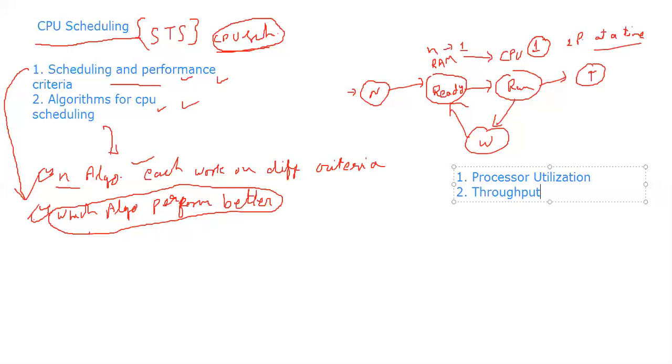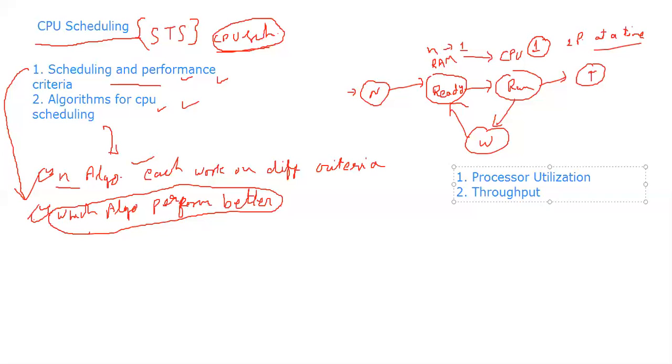The more problems I solve, the more effective my system is. If I have n processes in my RAM, and I am able to complete n minus x processes in a particular amount of time, that is known as throughput. Throughput means completion of processes. So how many processes you have completed per unit of time.